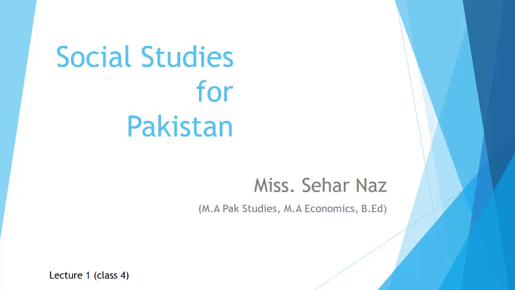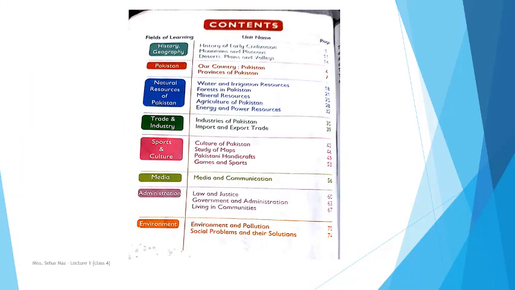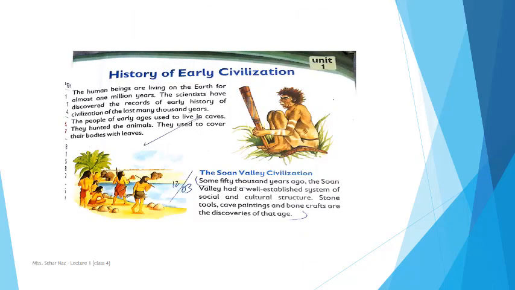Today we will start our first unit of class 4 social studies, and the content list is given here. So students, the first unit of our book is History of Early Civilization. First of all, we will learn about civilization. What is civilization? Civilization is basically the society, culture and the way of life of a particular area.